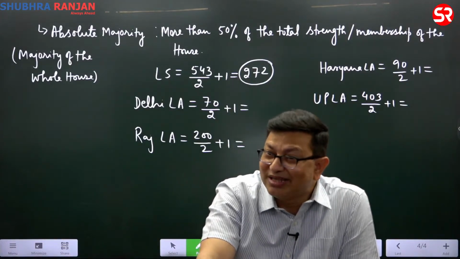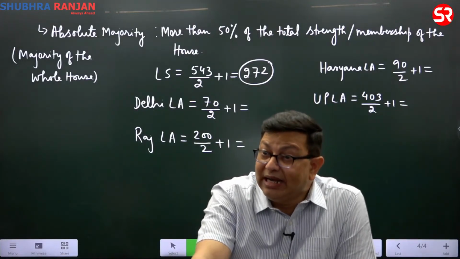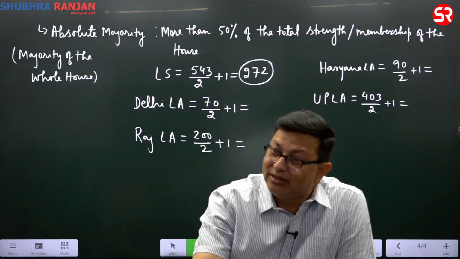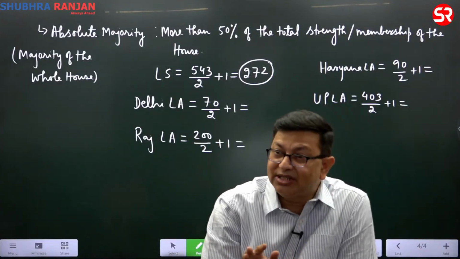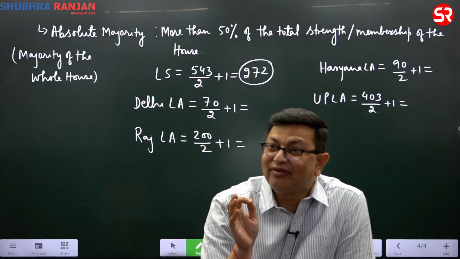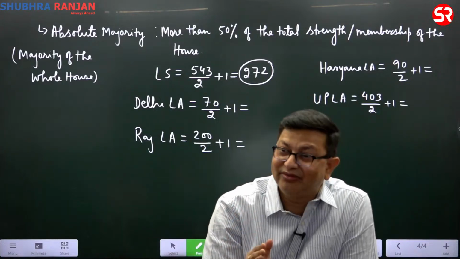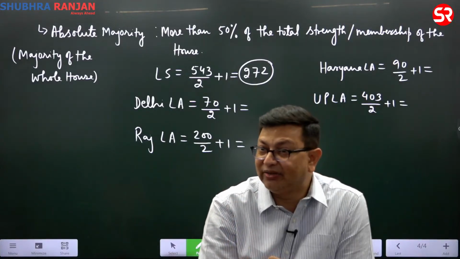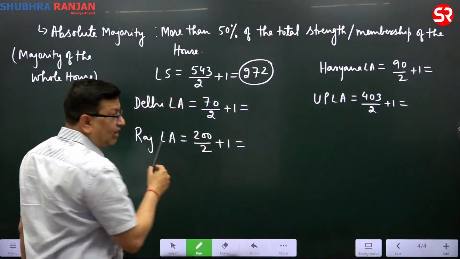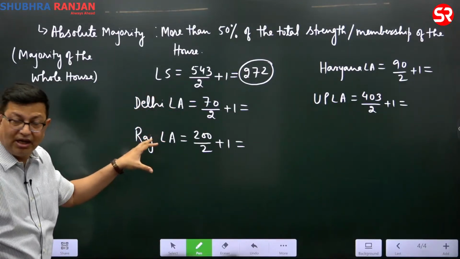No, earlier it was 545 because 2 members from the Anglo-Indian community were to be nominated. But now there is no nomination of Anglo-Indian members in the Lok Sabha. That is why it is 543 now. Earlier it was 545, but now it is 543. So this is absolute majority, more than 50% of the total strength or membership of the House.